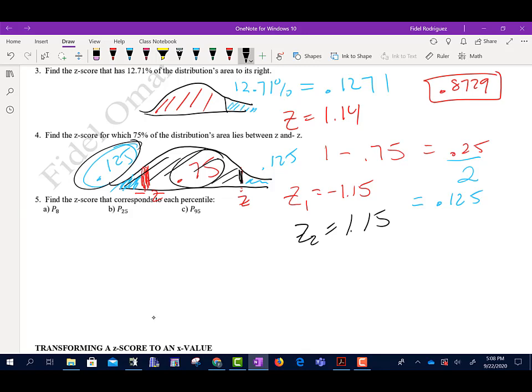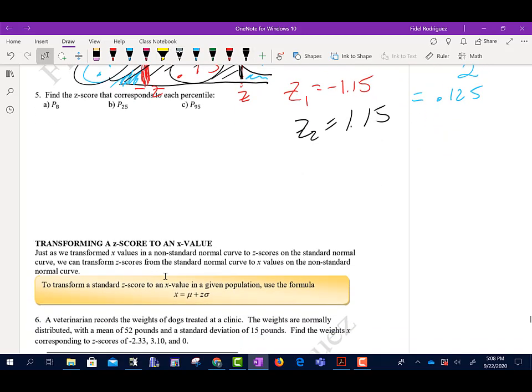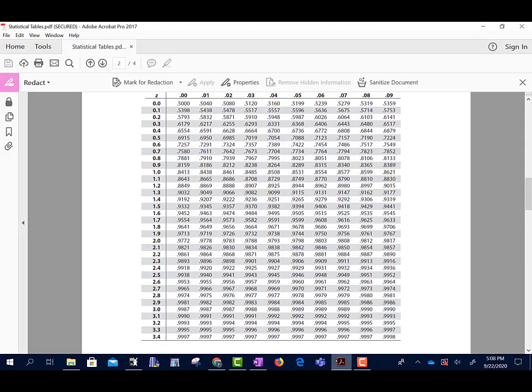Let's take a look. So number 5. Number 5 says, find the z-score that corresponds to each percentile. Okay, so part A, P8. All that means, let me show you what this means. I'm going to draw a very quick graph. It's telling me that, remember, here's my 0, right? My z-value of 0. It's telling me that the area to the left here is going to be 0.08. Okay. So one thing I can do if I want to, grab my calculator, 0.08.